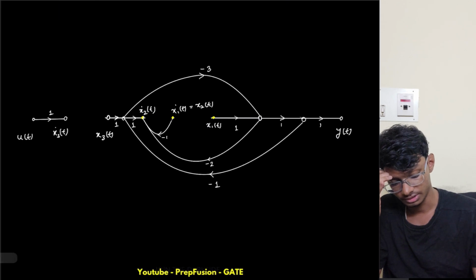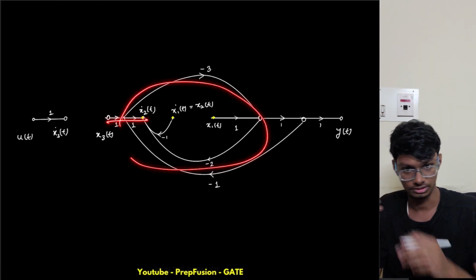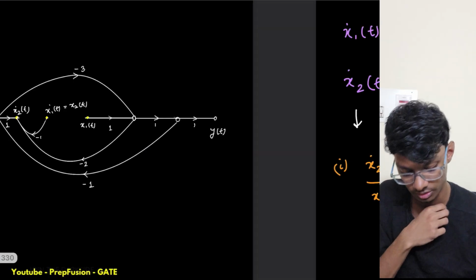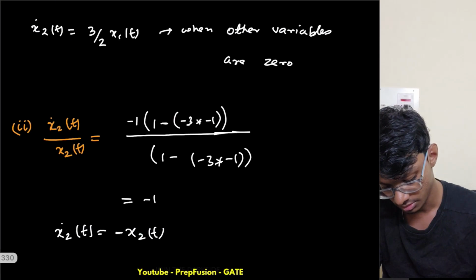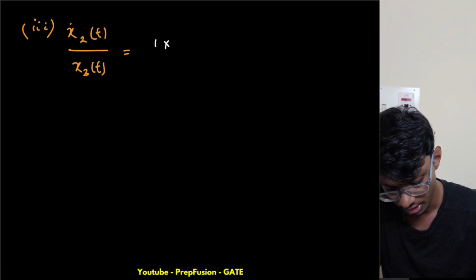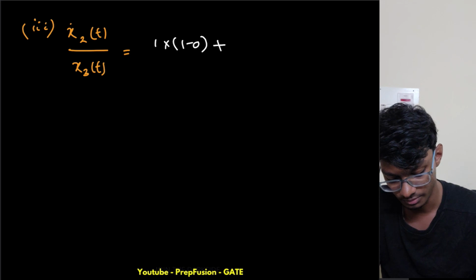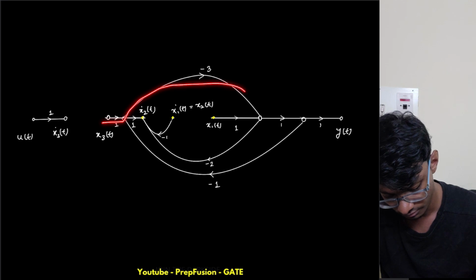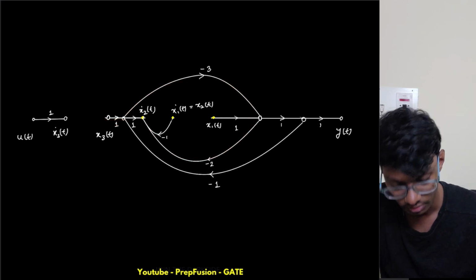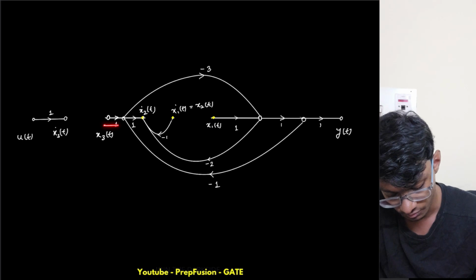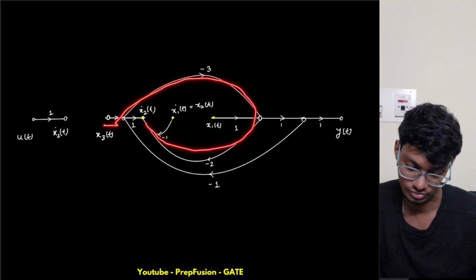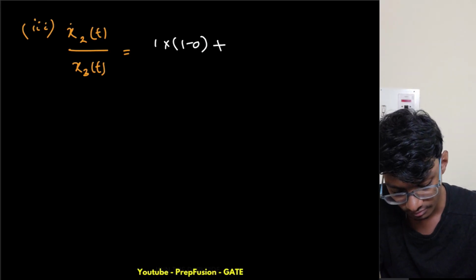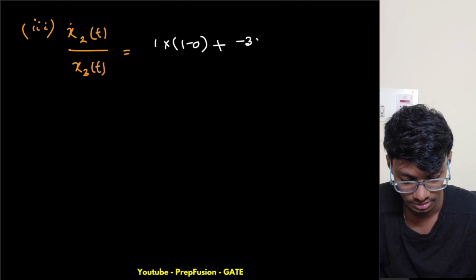So again, the first forward path is this one simply only. This is common with the loop, so we won't have the associated loop gain, it will be 1. What is the forward path gain? This is 1, so 1 times the associated loop gain, which is 1 only, plus the other forward path. The other forward path is like this, right? The forward path gain is 1 times -3 times -2, which is equal to 6 only. So I write this as -3 into -2.